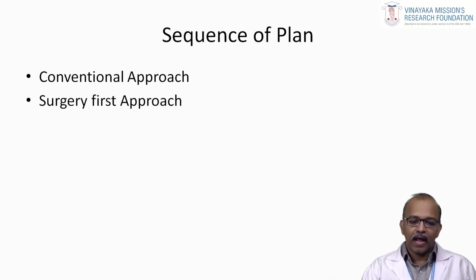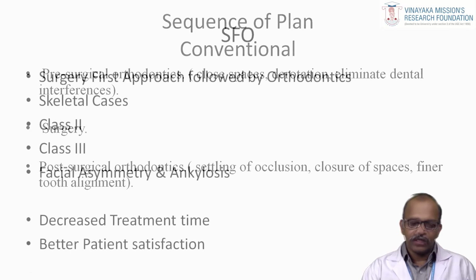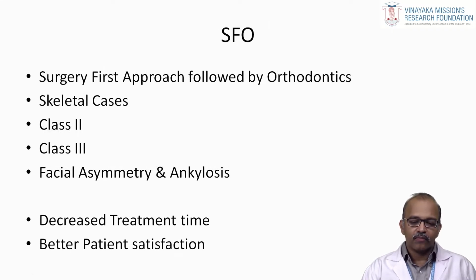The sequence of planning can be conventional approach, surgery first approach. What is conventional approach? A conventional approach is first start with the pre-surgical orthodontics for correction of spaces, derotation, eliminate the dental interferences, that is teeth interferences, followed by surgery, and then post surgical orthodontics, that is for settling of occlusion, a finer teeth alignment. SFO, surgery first approach, that is first we do the surgery followed by post-op orthodontics.